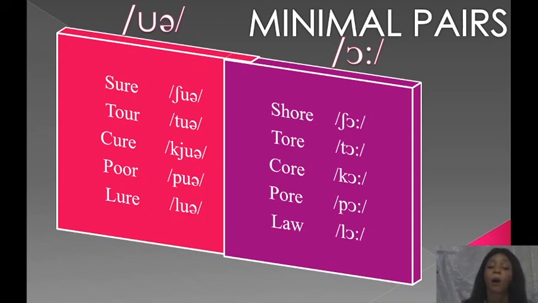We also have the word poor. A poor man, not a poor man. And we have poor. And lastly, we have the word lure. And the word law. So, I actually want to believe that we are able to pronounce words the way they should be pronounced whenever we come across them, and we won't mistake the pronunciations for other words.